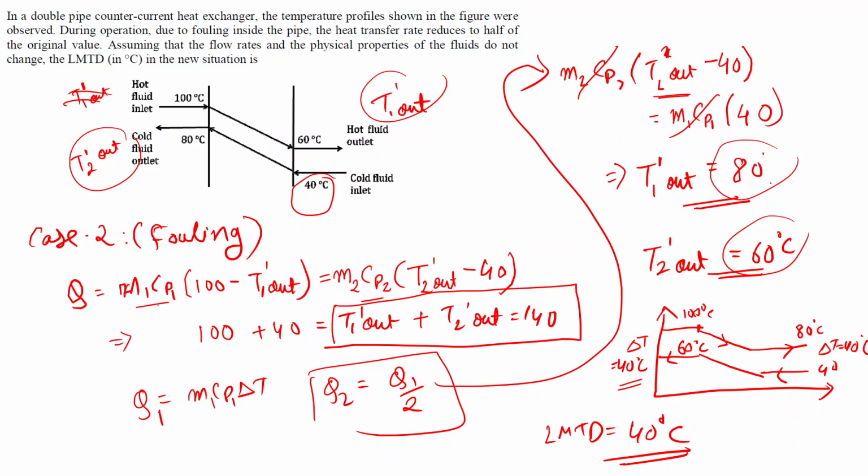So we can move on to the next question then. Basically, you need to calculate this Q1 from the earlier case and replace it over here, and then put this formula to find this T1 dash out or T2 dash out.